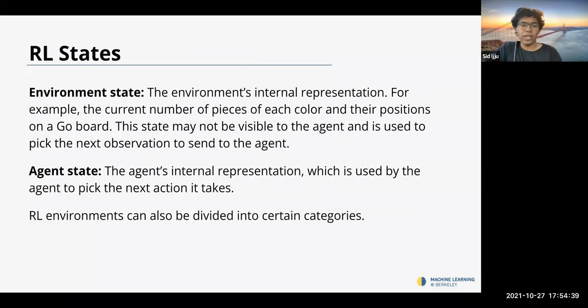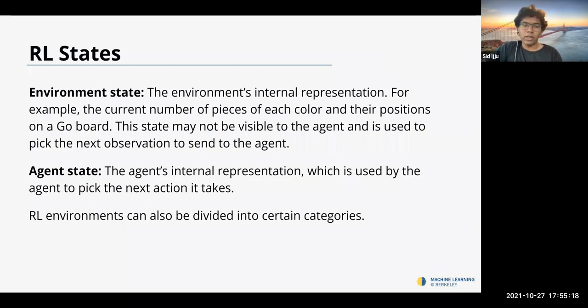So there are a couple different types of states that we can look at here. I've been talking mainly about the environment states, so I'll start off with that one. The environment state is just the environment's internal representation. In the context of Go, it could be the current number of pieces of each color and where they are on the Go board. For a self-driving car, it could be where it is in terms of GPS location, how much distance it has between it and the car in front of it, how fast it's going. Things like that can all be examples of things represented in the environment's state.